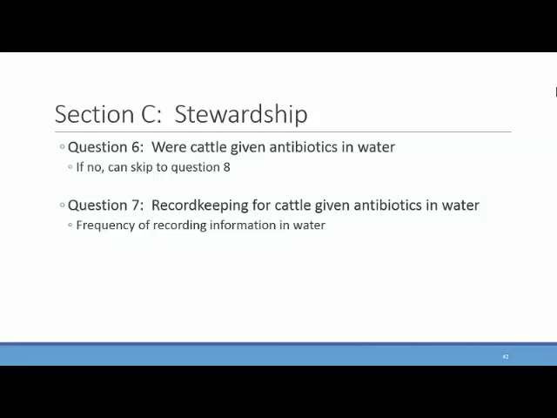And again, this is the same kind of questions that we have above. Did they record the date the antibiotic use began? Did they record the date the antibiotic use ended? Did they record the antibiotics used and a withdrawal period? So those, I think, are pretty self-explanatory. If anybody has questions, I'll wait a few seconds to see if we have any questions on that.